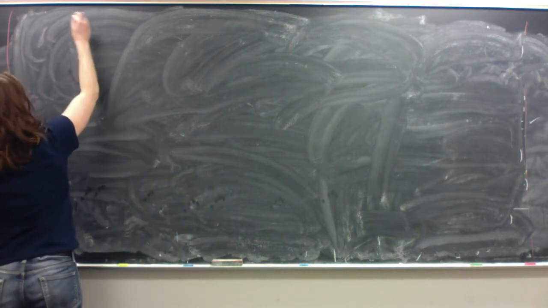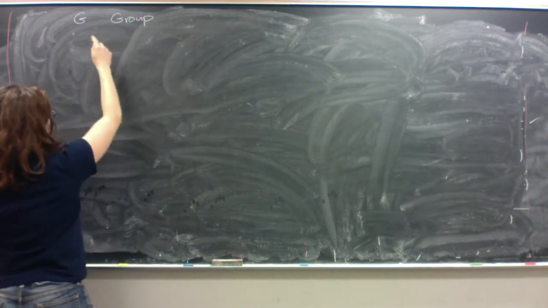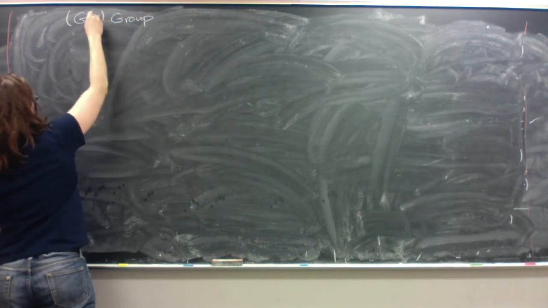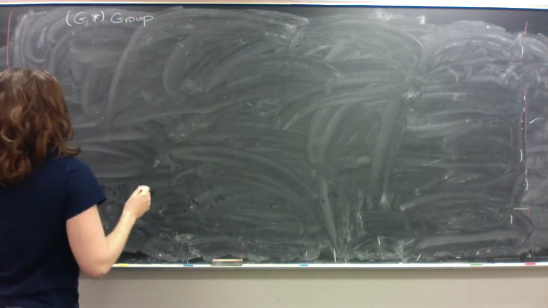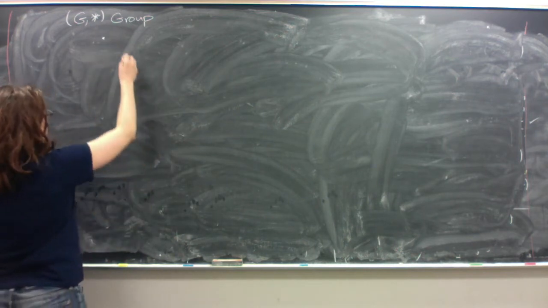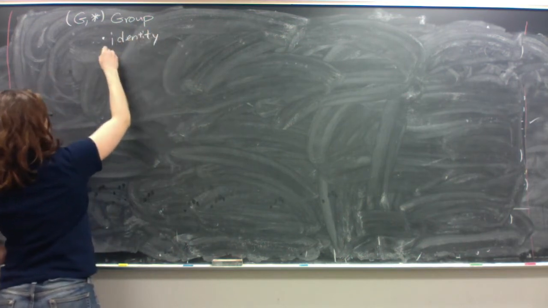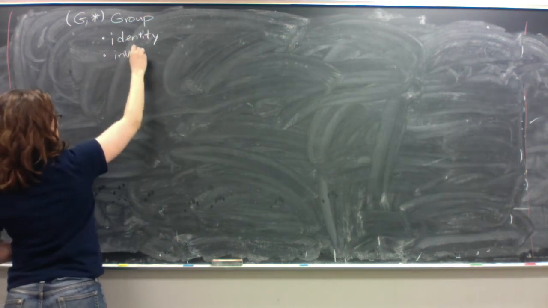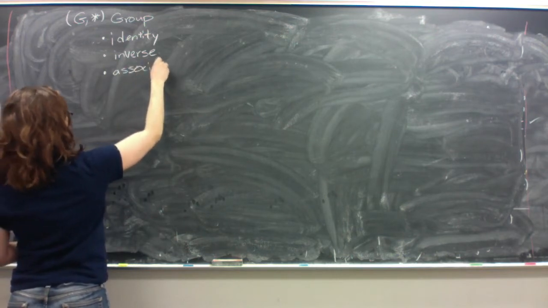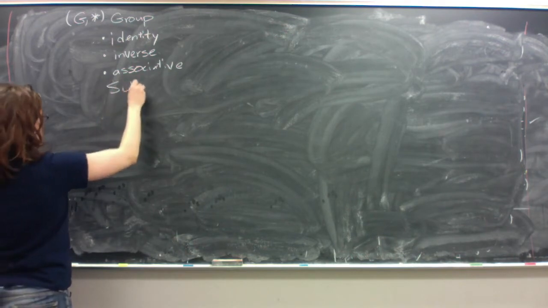The first being group. So I'm going to let G be a group, and we saw last time that this means that G is a set with an operation. So maybe I'll specify the operation just to make my life a little bit easier later on. And I know that the conditions required to be a group are that G has to have an identity, every element of G has to have an inverse, and my operation must be associative.